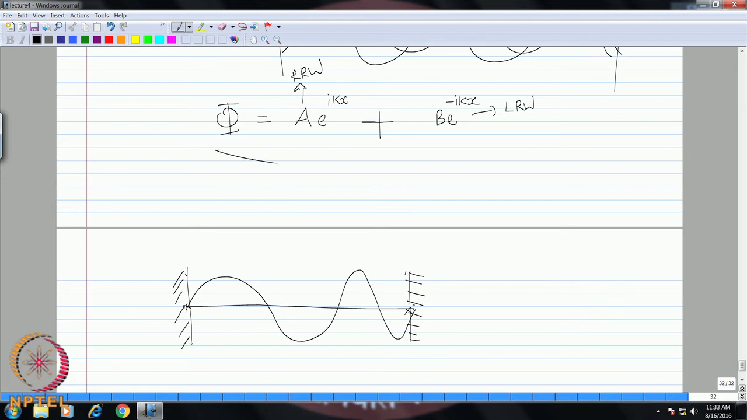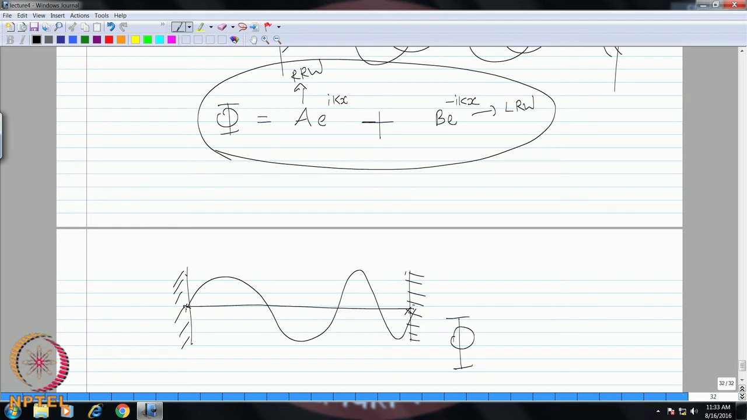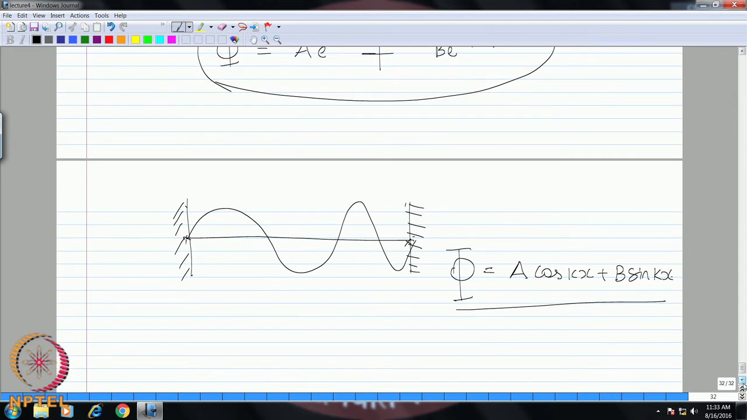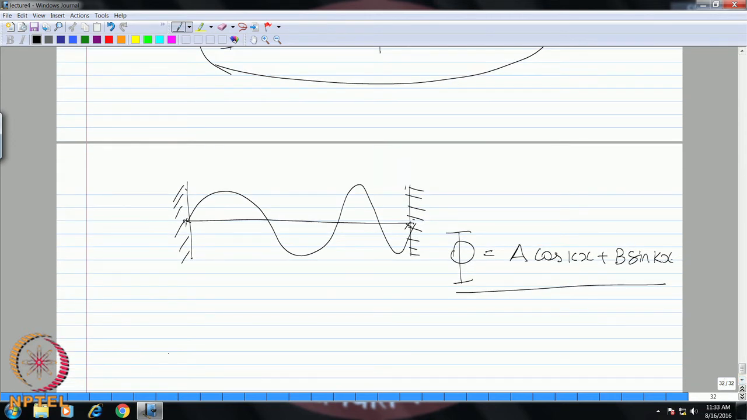Okay. Now if you want to write this complex representation in terms of exponential functions, we can always convert this back to trigonometric functions. So, we can always write this also as a cos k x plus b sin k x. You can always flip back and forth between exponential and trigonometric representation. So, let us start with the trigonometric representation a cos k x plus b sin k x, and at the boundaries let us say x is equal to 0 and x is equal to capital D, where D is the length of this particular confinement, which produces the standing wave.